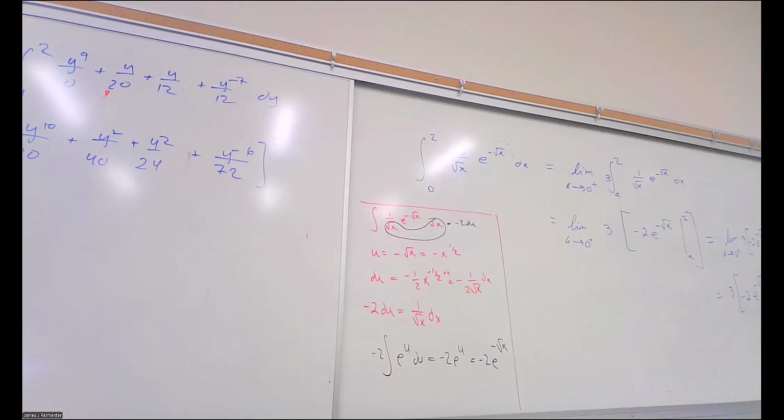Which you could leave as is, or you could simplify. If you factor out the 2, you can say it's going to be 6 times (e to the 0 is 1) minus e to the negative root 2. That's probably how I would choose to write my final answer.